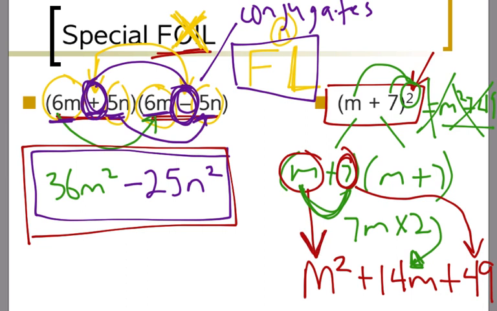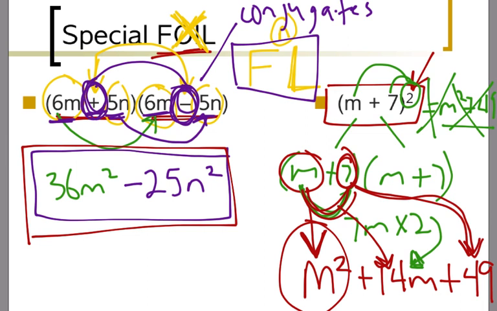So you take the first number and square it. Then you take the two numbers and times them together and double it to get the 14. And last, you take the 7 and square it to get 49. And that is supposed to be a shortcut to get the same answer that you could get by FOILing. It's just helpful when you see problems like this that it gets you your answer faster.